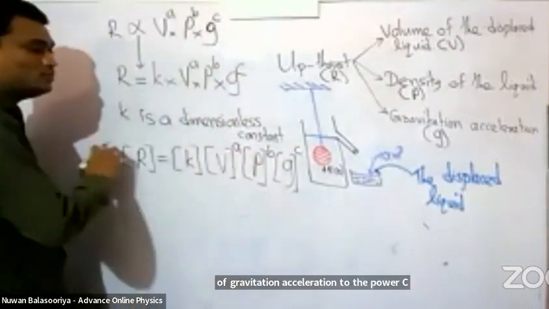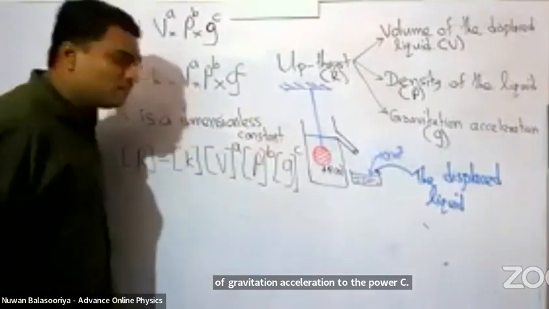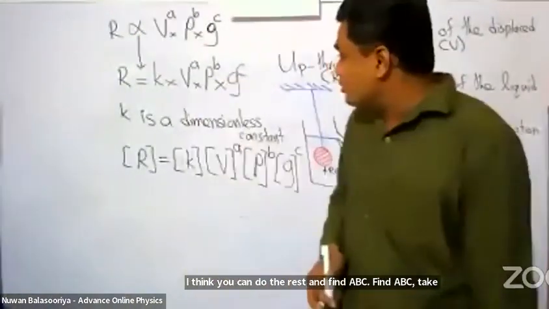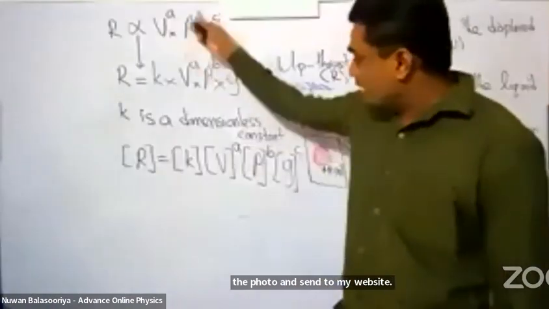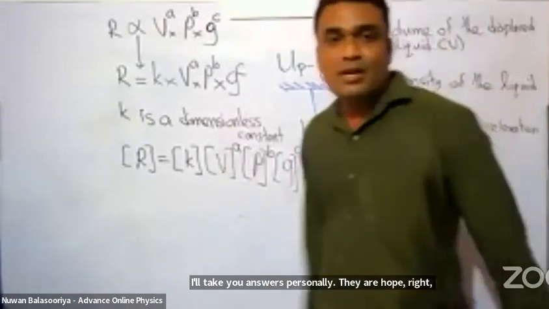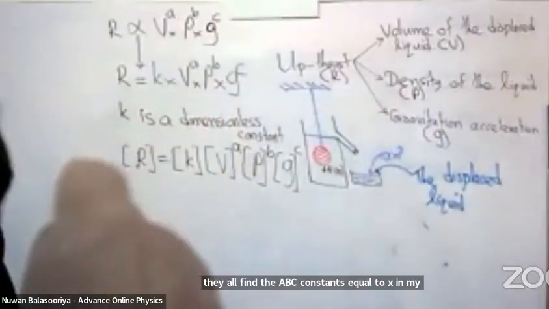I think you can do the rest and find A, B, C. Find A, B, C, take a photo and send it to my WhatsApp. I'll check your answers personally. Therefore, write them all, find the A, B, C constants, take a photo and send to my WhatsApp. Start here. Everybody please try.